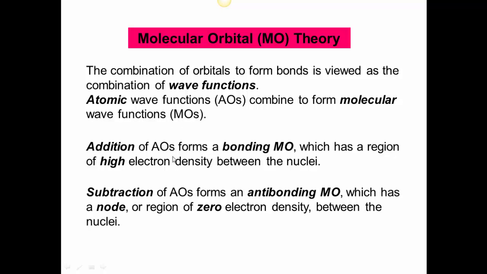Addition of atomic orbitals, that is constructive interference, will form bonding molecular orbitals. And this is when you have a region of high electron density between the nuclei. And subtraction of atomic orbitals forms an antibonding molecular orbital, which has a node, or a region of zero electron density, between the nuclei.